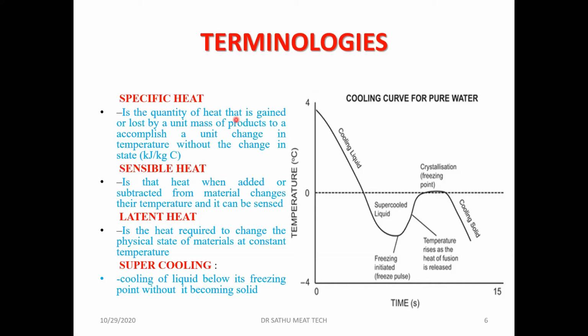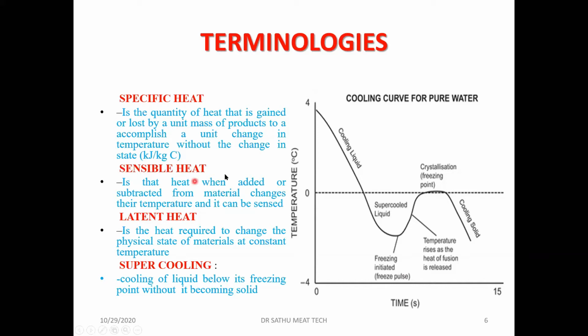It's the quantity of heat that is gained or lost by a unit mass of product or the food material to bring a change in temperature without change in the state. That is called a specific heat.